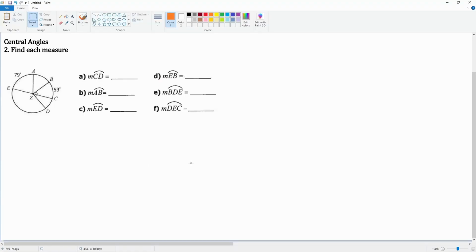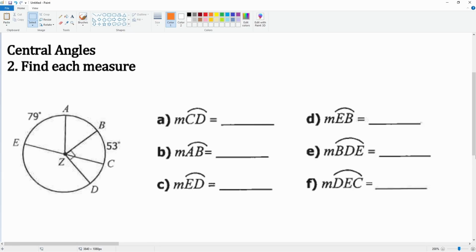This is number 2. It's looking to find the measurements here, and these look like they're all referring to central angles. The reason why these are referred to as central angles is because all the angles come from the center. So we're trying to find the measurement of CD. So where's CD? CD is this piece.